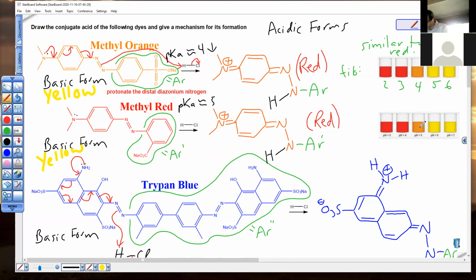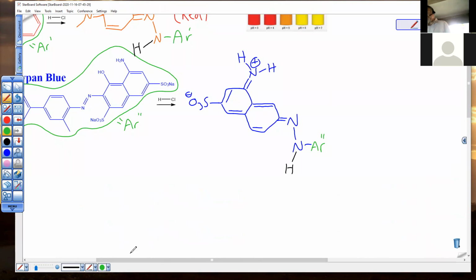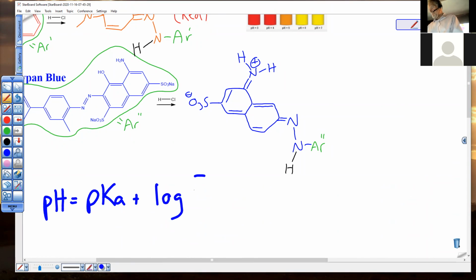Now, this one changes color at pH 5. Why? Well, at pH 5, pH equals pKa. And if you remember, there's this important equation. Blast from the past here. Let's make it look fancy. There you go. pH equals pKa plus the log of the base form over the acid form.